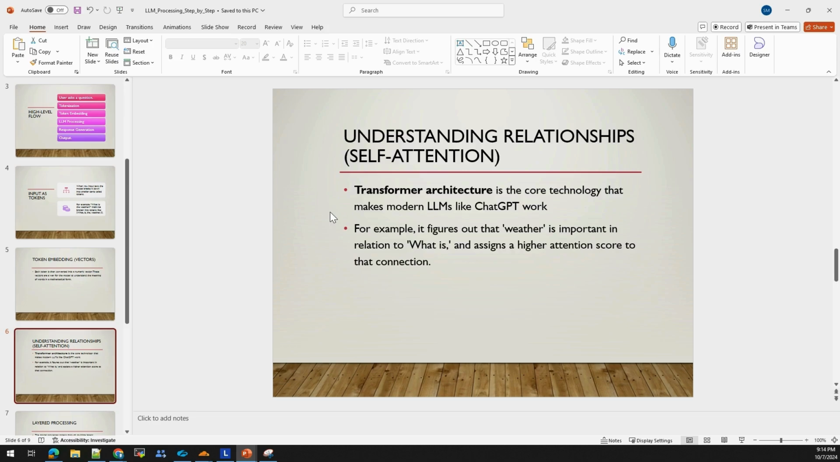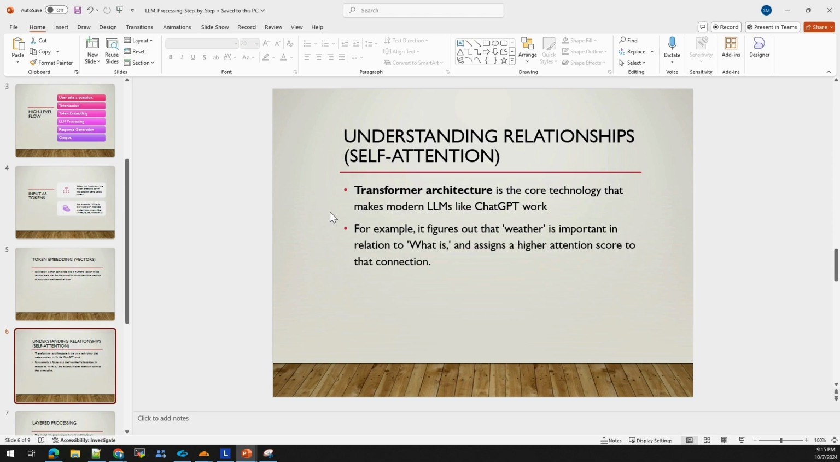Understanding relationships, that's the next step. Before understanding this step, we need to understand that most of the LLMs today, whether it is GPT-3, GPT-4, PaLM, Meta's Llama, are all based on transformer architecture. So this is where the magic of transformers happens.